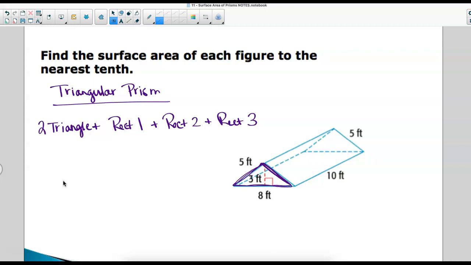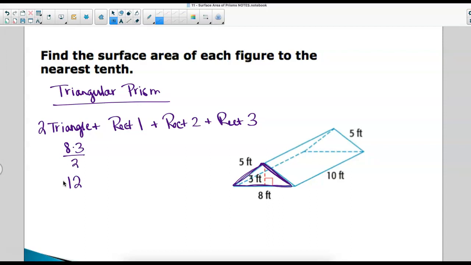Okay, so if I ignore everything else and only look at the triangle, how do I find the area of that triangle? Abby? Base times height. Okay, so in this case, base times height divided by 2. What's the base and the height? Brecken? 8 and 3. Okay, and we have to do base times height divided by 2, so 8 times 3 divided by 2 is 24, divided by 2 is 12.